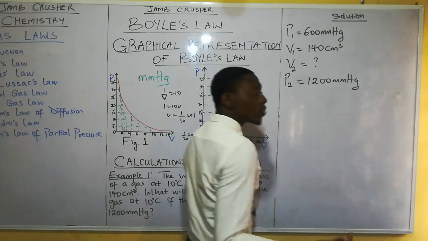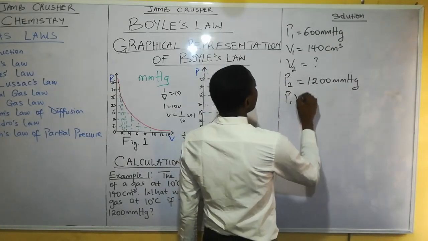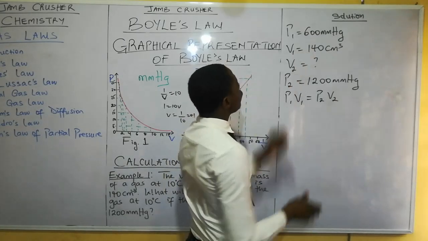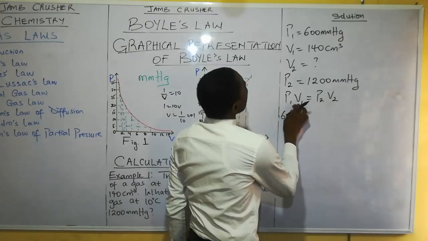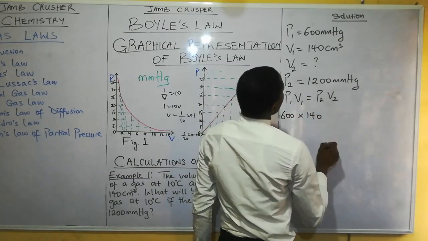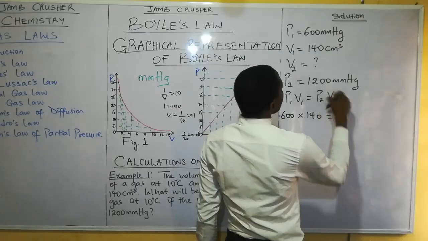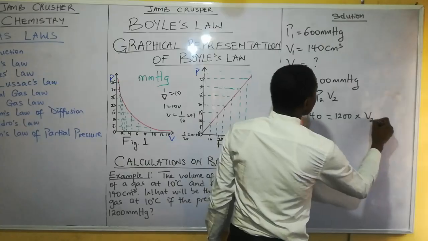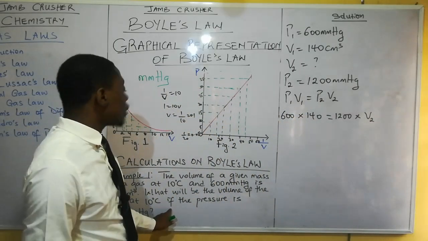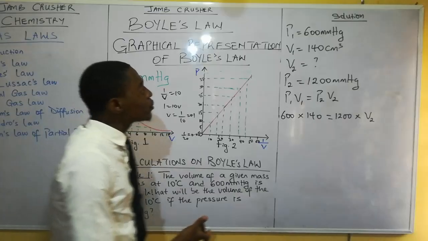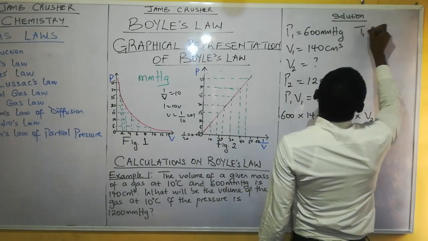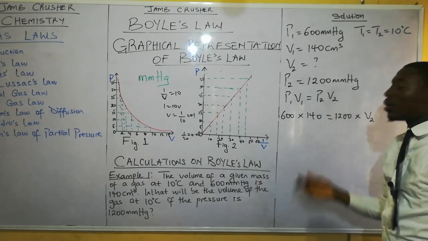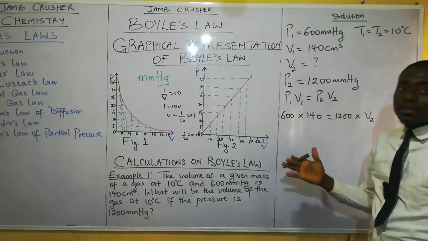Now, what's the formula we are going to apply? What's the formula for Boyle's law? That's P1 V1 is equal to P2 V2. So let's put in those values. My P1 is 600, so I'm going to write 600 times my V1, which is 140, is equal to my P2, which is 1200, times my V2, which is unknown. I'm looking for V2. Just to acknowledge that we were given a constant temperature, I can say that T1 is equal to T2, which is equal to 10 degrees Celsius. That is, the temperature is constant. However, I don't need it in my calculation.